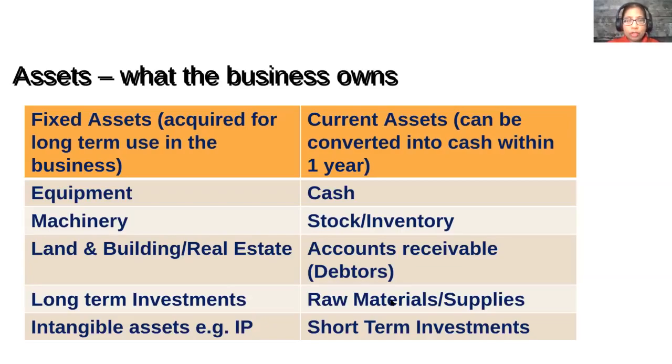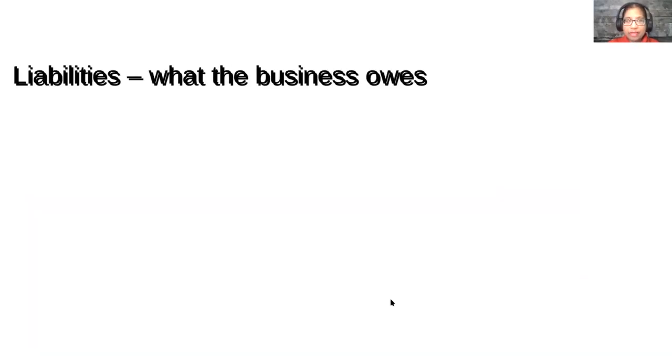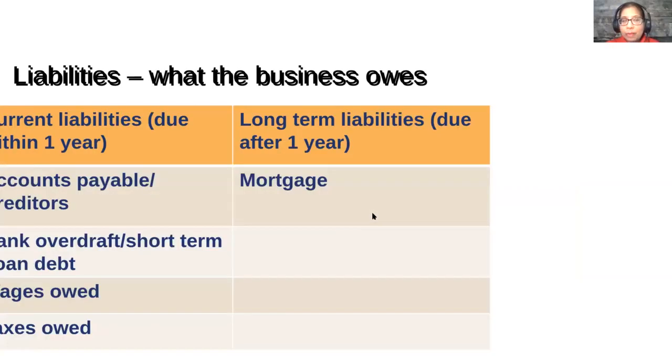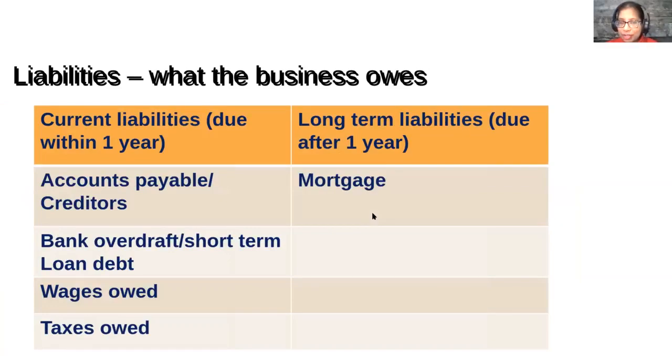Now let's move on to liabilities. Liabilities, again, are what the business owes. All right. So we have current liabilities on the left-hand side and long-term liabilities on the right-hand side. Now, current liabilities are those debts or what the business owes that are due within 1 year. Okay, so whatever the business owes must be paid within 1 year.